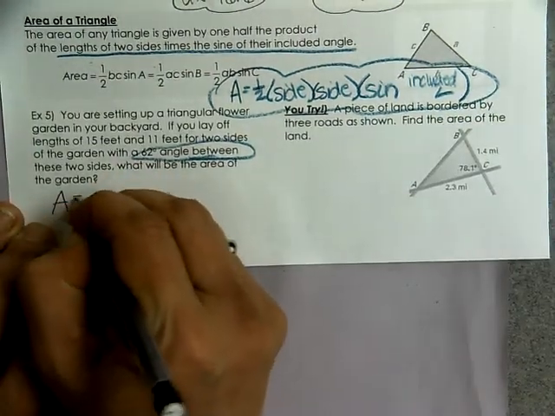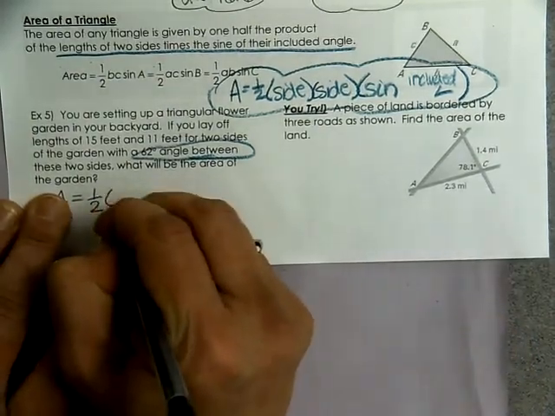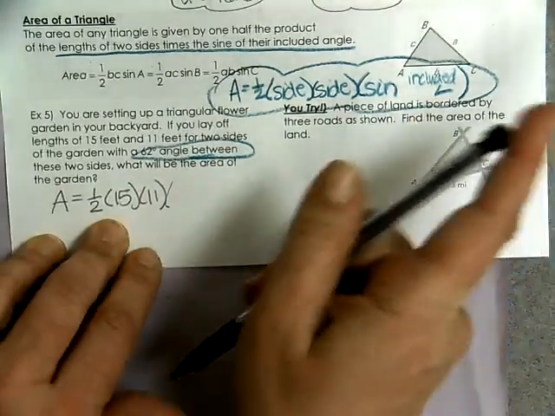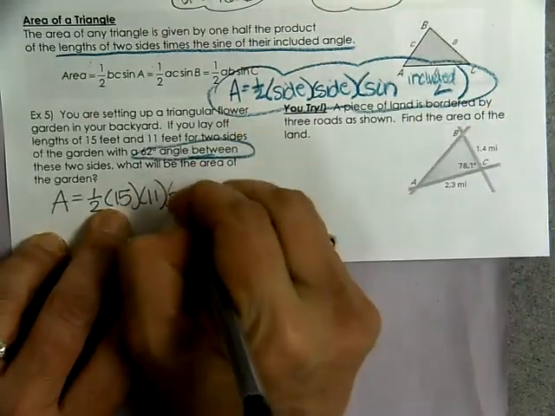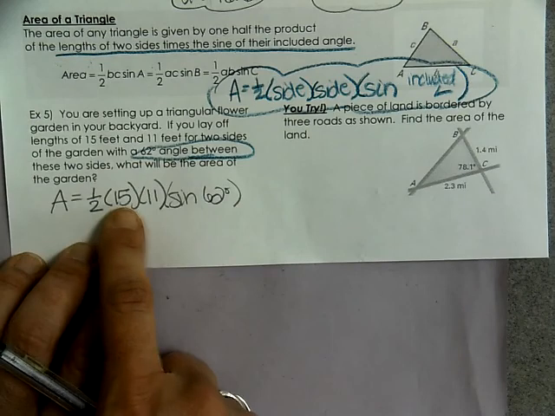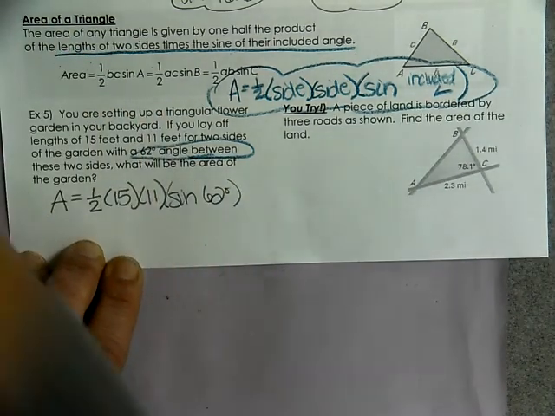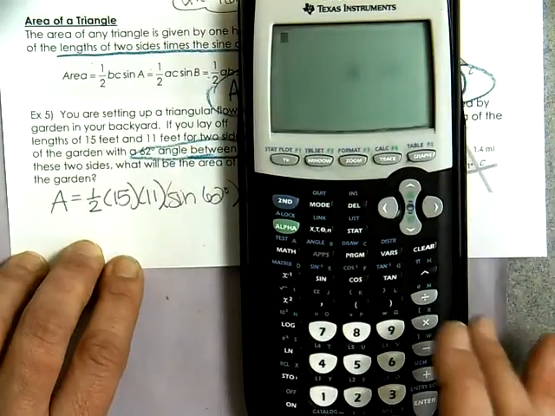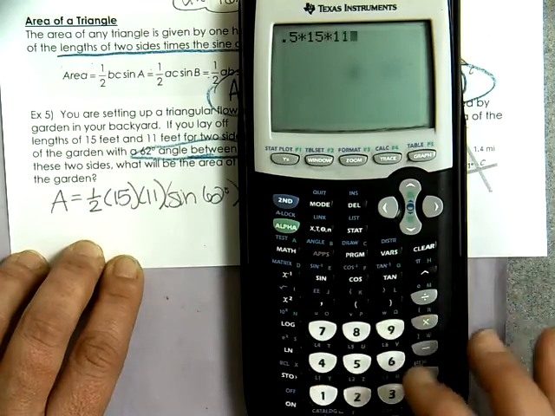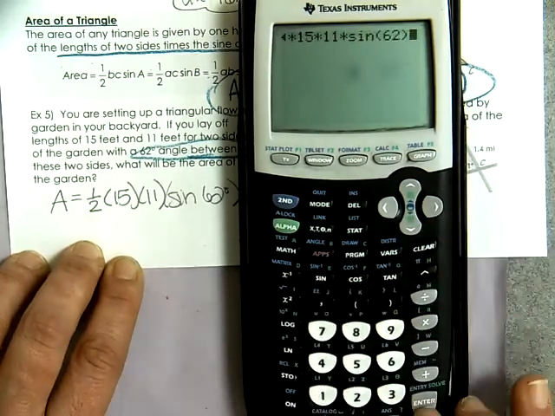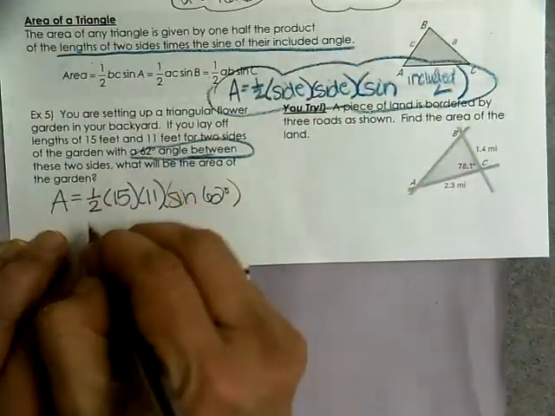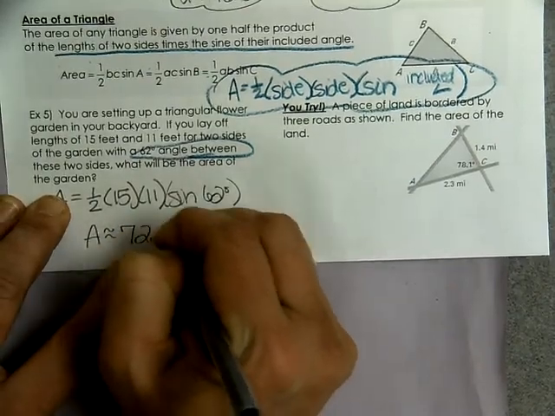So all we do is we take 1/2. The two sides are 15 and 11. And then it says that the angle between them, this pencil's not cooperating, is 62 degrees. So we're just going to take 1/2 times 15 times 11 times the sine of 62 degrees. It's that simple, kids. A lot of you like to just punch in 0.5. That's fine. Times 15 times 11 times the regular sine of 62. And we end up getting about 72.8. So that's our area.